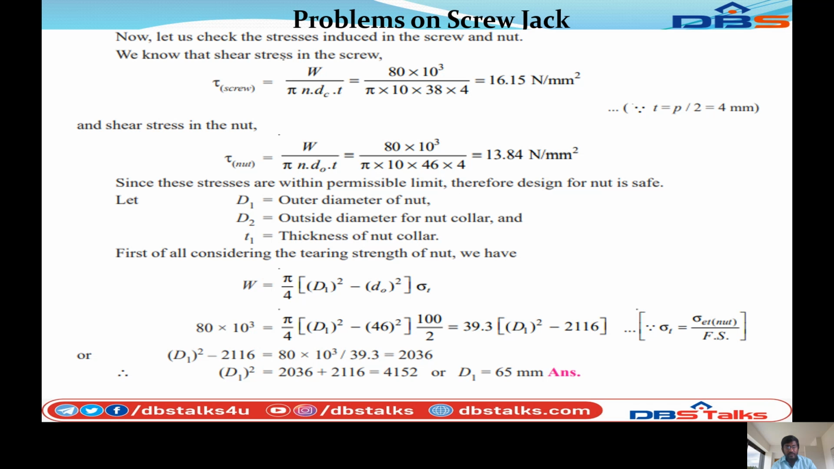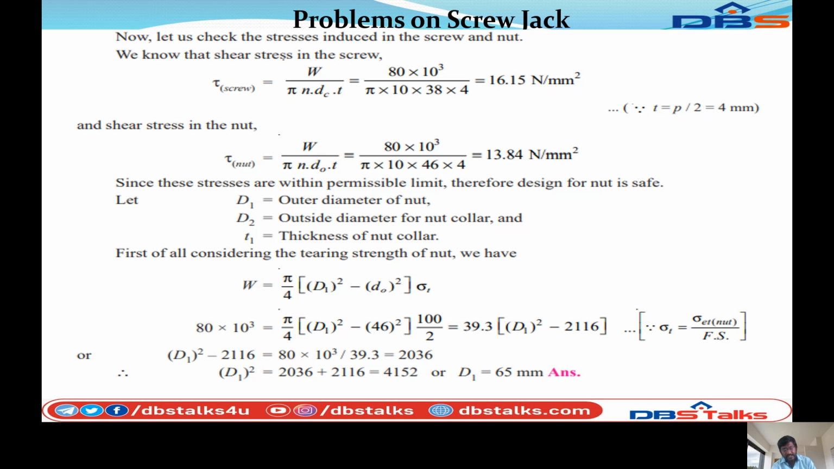So substitute the values: W 80 into 10 cube by pi into n into 10, dc 38 into 4. So tau screw is equal to 16.15 Newton per mm square. Since T is equal to P by 2, so pitch by 2 is 8 by 2, that is equal to 4. That's why T is equal to 4 mm, so substitute this in the above formula. And shear stress in the nut.